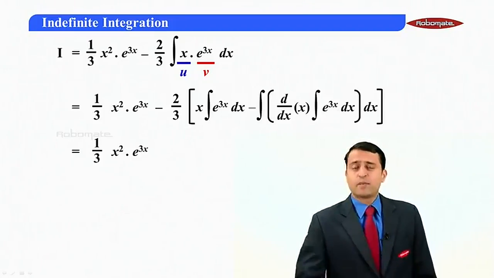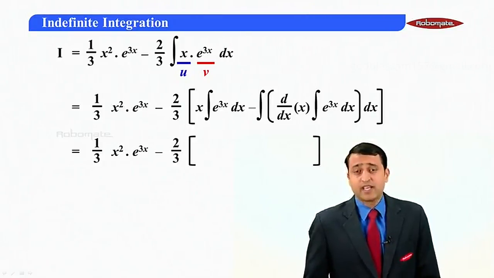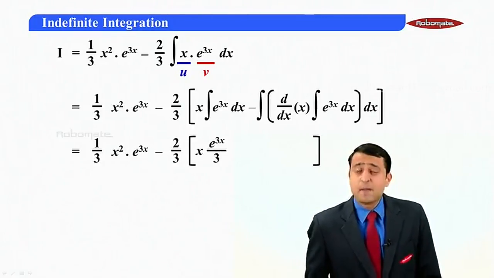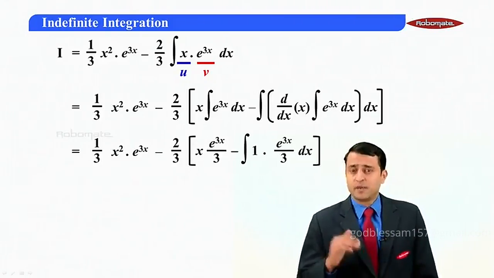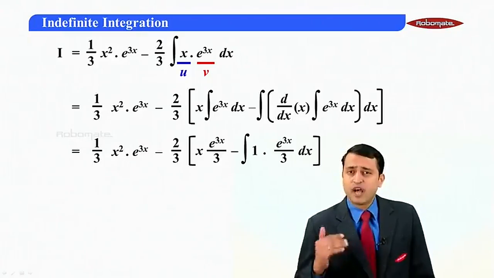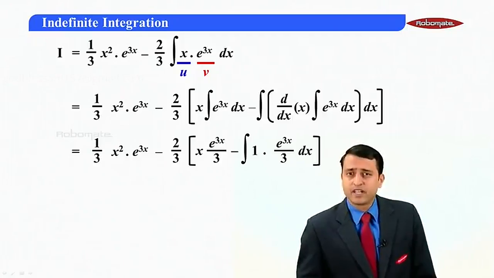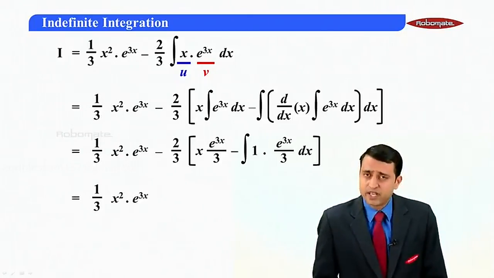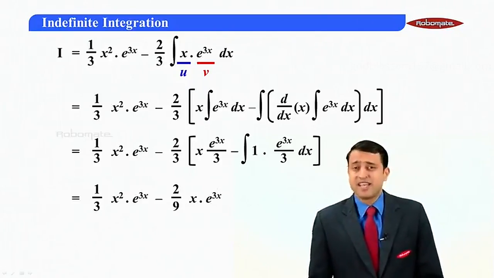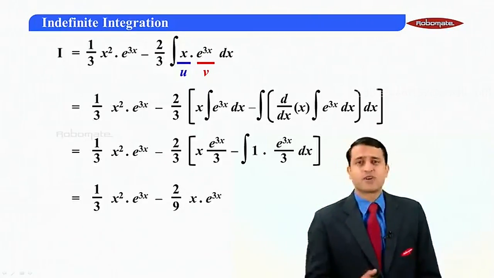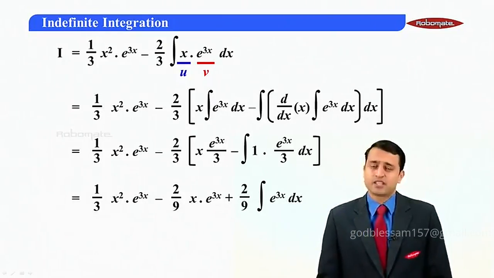Is that okay? So 1 by 3 into x square e raised to 3x minus 2 by 3 into bracket x e raised to 3x by 3 minus of 1 into e raised to 3x by 3. Correct? Now my dear students, what we will do now is open the brackets for the last half of the integral. So what we'll get is 1 by 3 x square e raised to 3x minus of 2 by 9 x e raised to 3x, and because it is minus of minus, what we'll get is plus of 2 by 9 integral e raised to 3x dx.